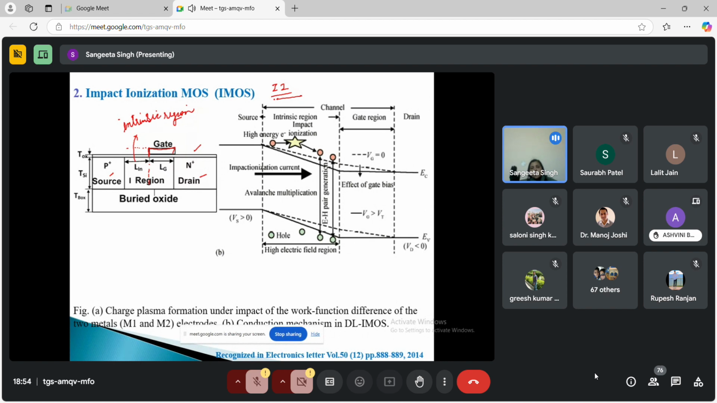So if impact ionization is a chain reaction, then one thing is pretty clear: your ion will be very high here. The second thing to be clear about is that the electric field needed for impact ionization is high, so its drive voltage is also very high. Okay. So impact ionization MOS is also an asymmetric device.